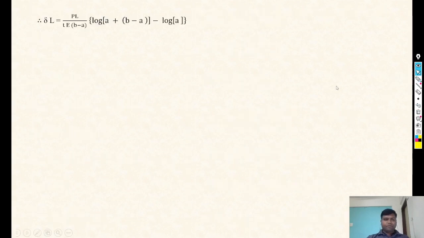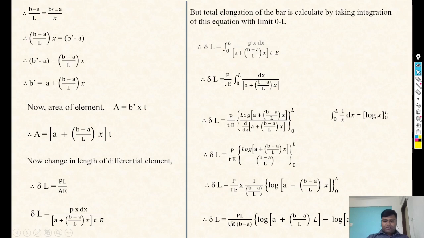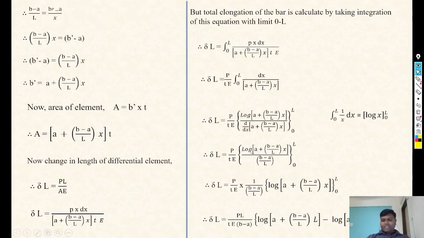Okay, the remaining term is delta L equals P L by TE, B minus A. Now from this bracket, A plus B minus A, because L gets cancelled. And in the last bracket, B minus A by L into 0, so this total bracket will be 0. Remaining term is log of A.